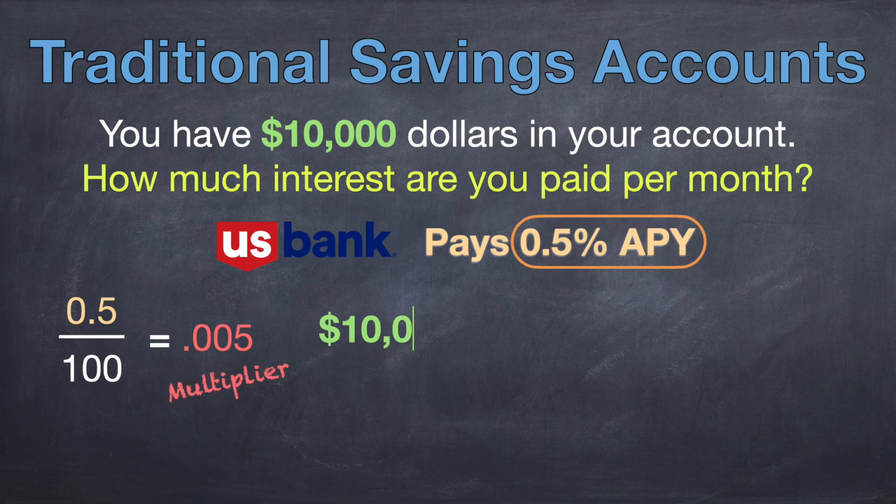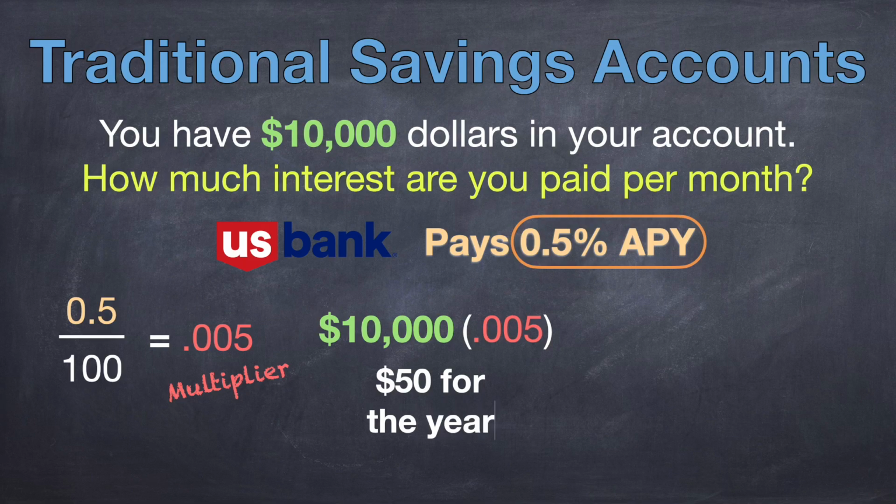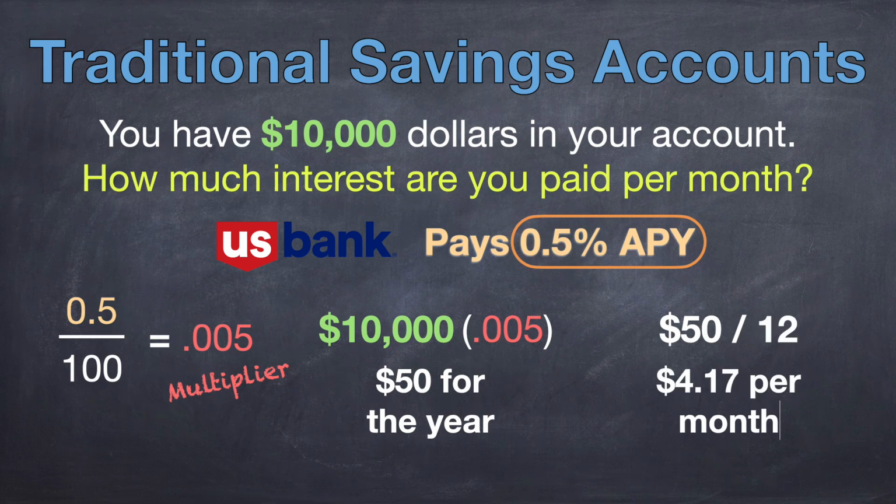So now you take the money in your account, 10,000, and we're going to multiply it by that multiplier. And 10,000 times 0.005 is going to be 50, which means that we made $50 for the year in interest from this account. But we want to get that to a monthly rate, so we're just going to divide that by 12, which means you're going to make $4.17 per month deposited in your account from this interest rate. So again, that's why people don't realize that their banks do usually pay interest, but it's such a small amount, you don't even really notice it.